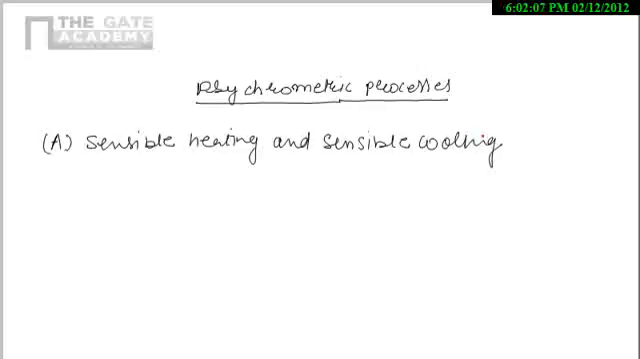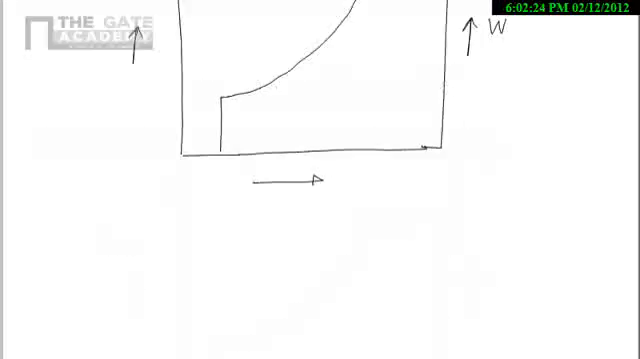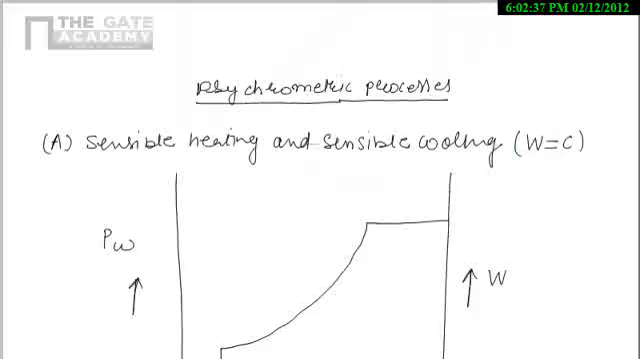So first of all, I will draw this sensible heating and cooling on psychrometric chart. So this one is the psychrometric chart here. Here we are having PW, here specific humidity, and here dry bulb temperature. Whenever there is a sensible heating or sensible cooling, the humidity will be constant. That is, the specific humidity will be constant. Now I will draw, suppose my point here, that is 1.